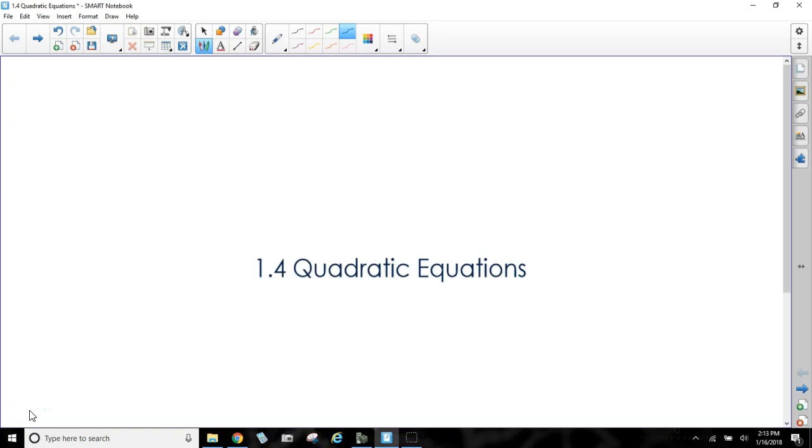In today's lesson, we'll be looking at how to solve quadratic equations. We're first going to define what those are, and then we will learn about several different ways we can attack solving quadratic equations.